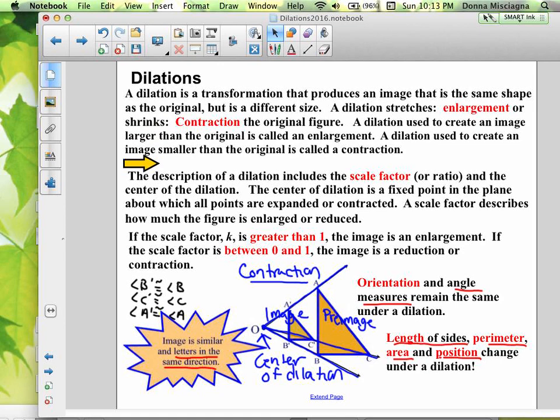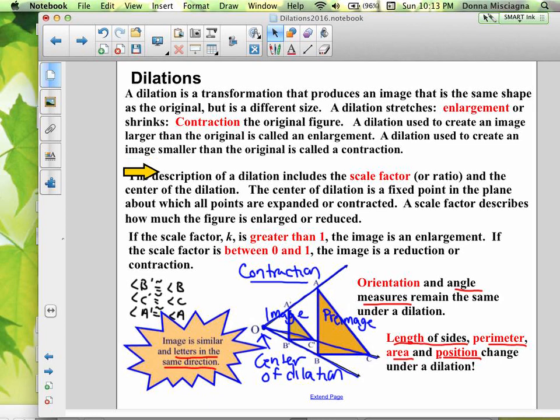So when we're describing a dilation, we have to include two things. First, the scale factor. So a description of the dilation includes the scale factor or ratio. And second, you have to include the center of dilation. So the center of dilation is a fixed point in the plane about which all points are expanded or contracted. A scale factor describes how much the figure is enlarged or reduced.